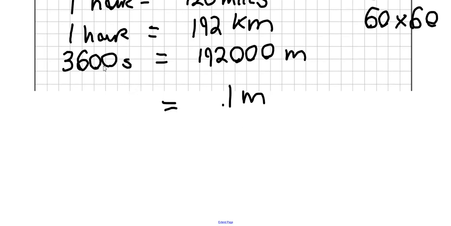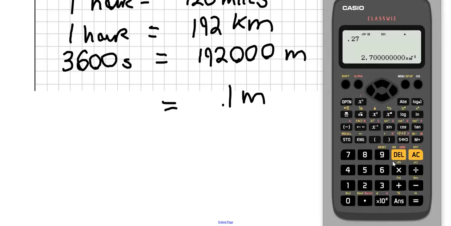Divide 3,600 by 192,000 to figure out how long I travel in 1 meter. How fast it takes me to go 1 meter. Is that right? So it's going to be a really small number. I also might make sure I'm out of science mode. We'll see. 3 over 160, cool with you guys?